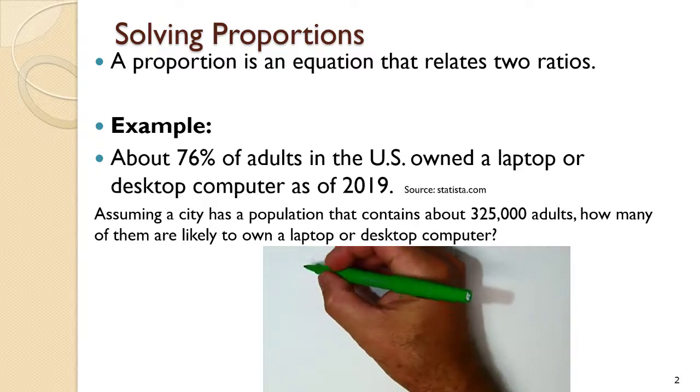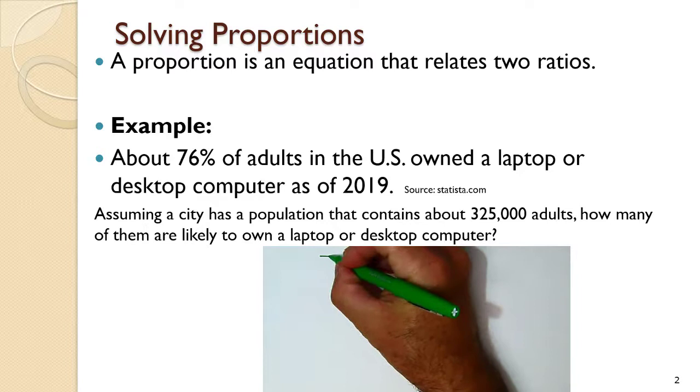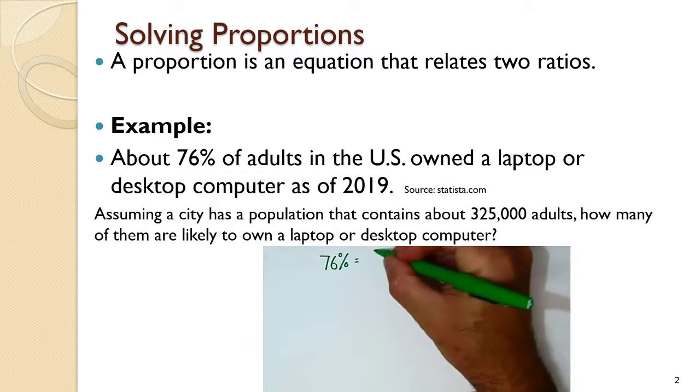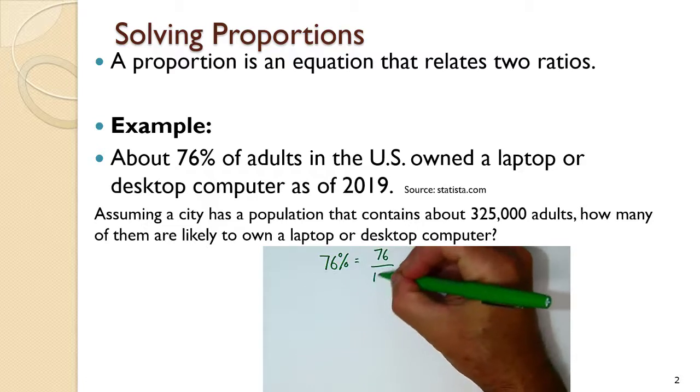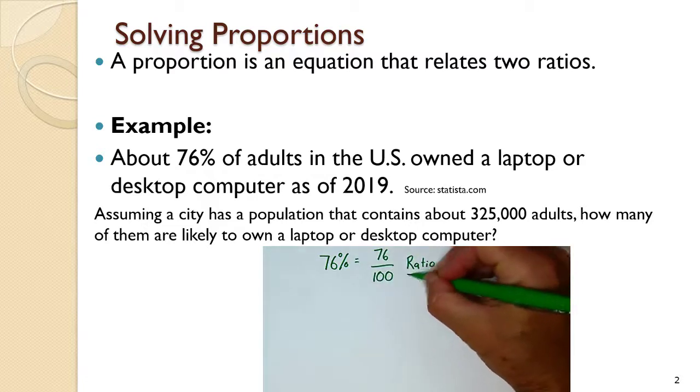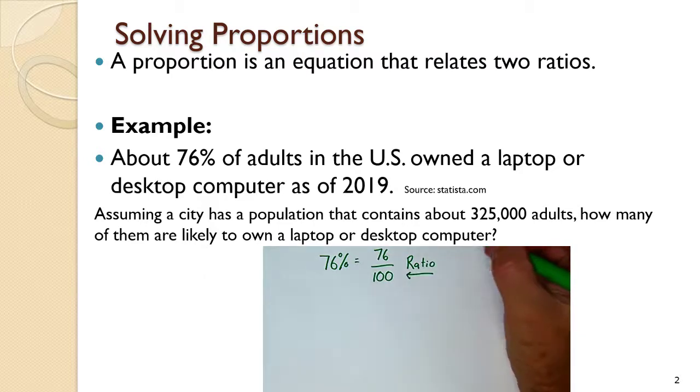But 76% of adults, we saw in our previous lesson that 76% is really the same as saying 76 out of 100, and that is a ratio. Just to work our terminology a little bit here. But we're asked if there's a city that has a population of 325,000 adults, then how many of them are likely to own a laptop or a desktop?